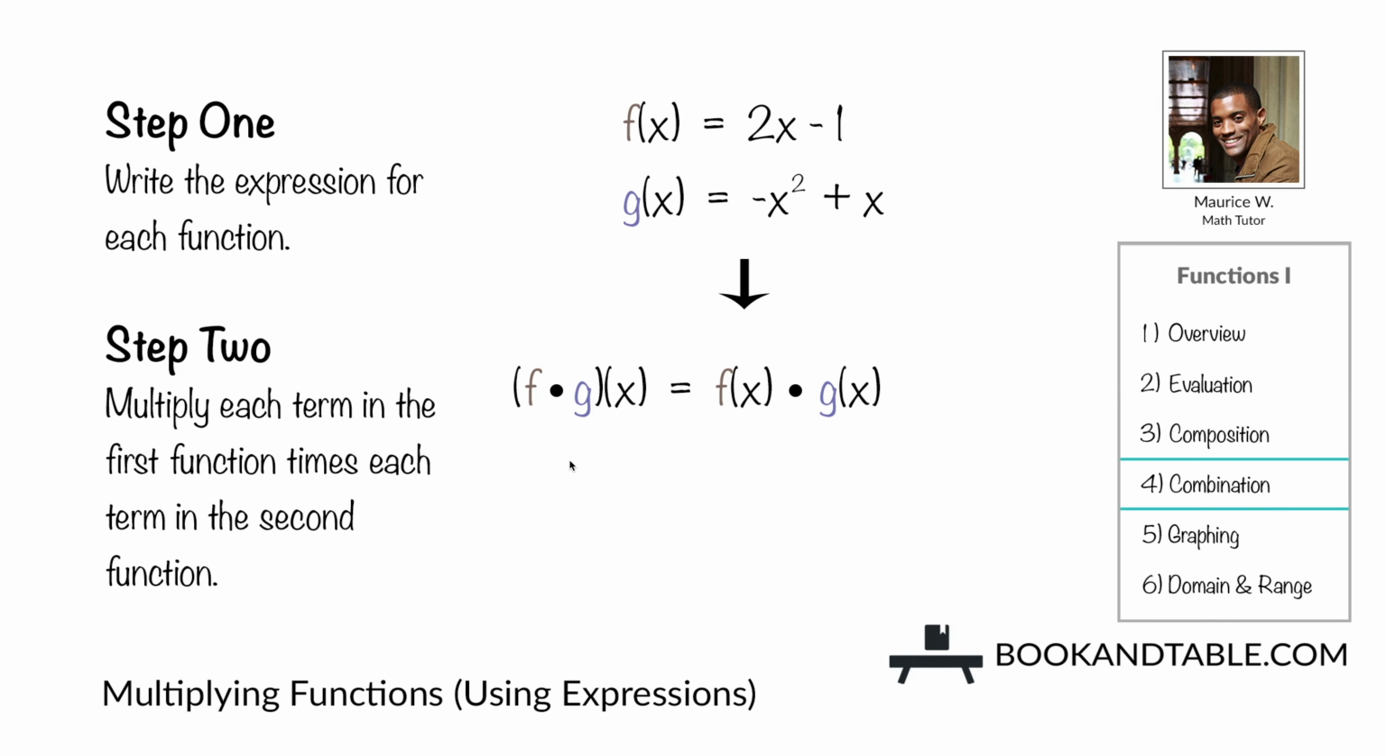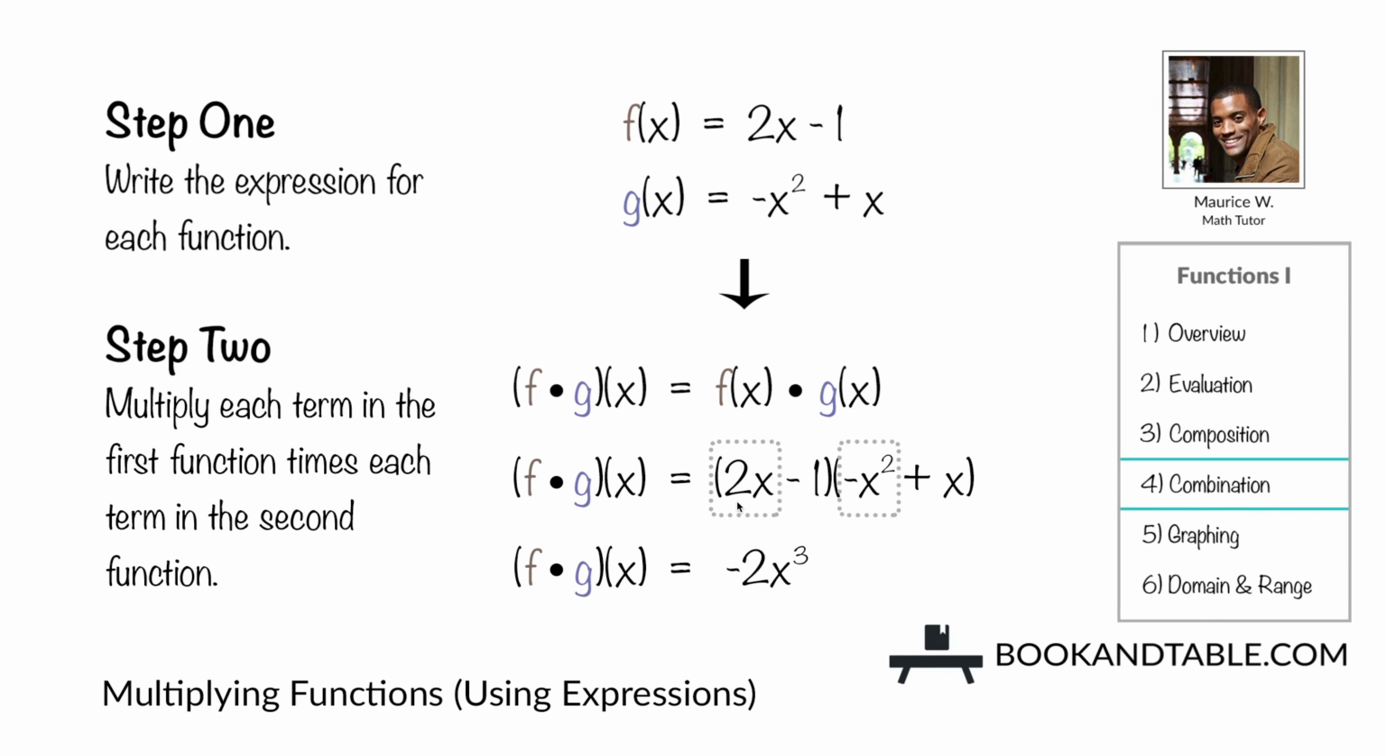So first, we want to write the expression for each function. So we want to write out the f function and we want to write out the g function, which would be 2x minus 1 times negative x squared plus x. Since we're multiplying, we keep both these expressions in a set of parentheses. And step 2, multiply each term in the first function times each term in the second function. This is the FOIL method. So we'll do 2x times negative x squared will give us negative 2x to the third. The exponent 1 plus the exponent 2 would give us 3. 2 times negative 1 is negative 2.